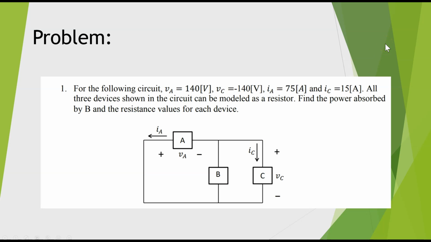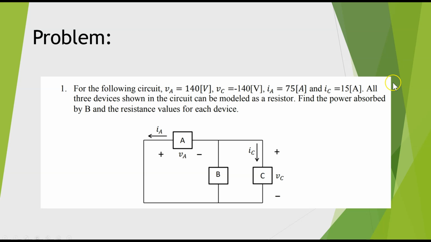Okay, so here's the problem. For the following circuit, voltage of A is equal to 140 volts, voltage of C is equal to negative 140 volts, current of A is equal to 75 amps, and current of C is equal to 15 amps. All three devices shown in the circuit can be modeled as a resistor. We need to find the power absorbed by B and the resistance values for each device.